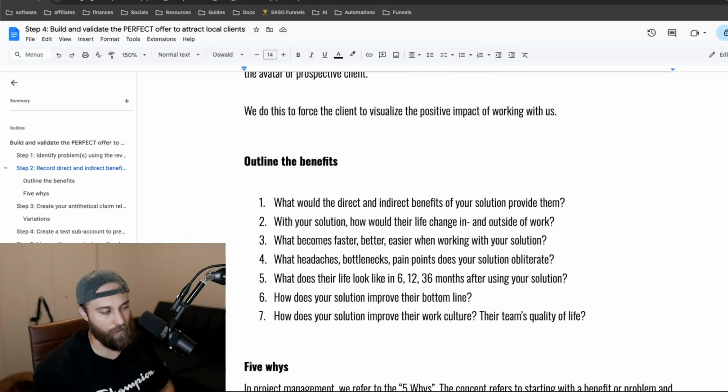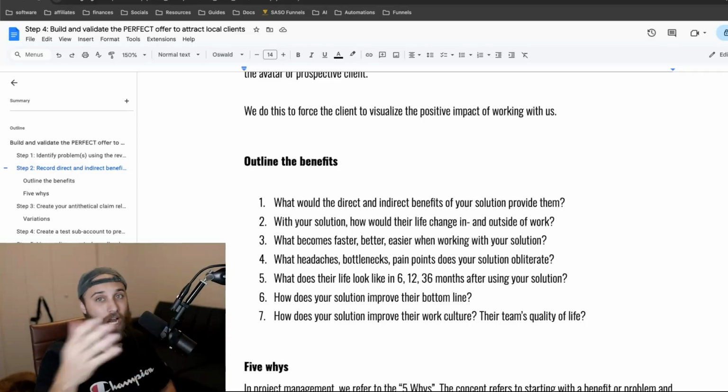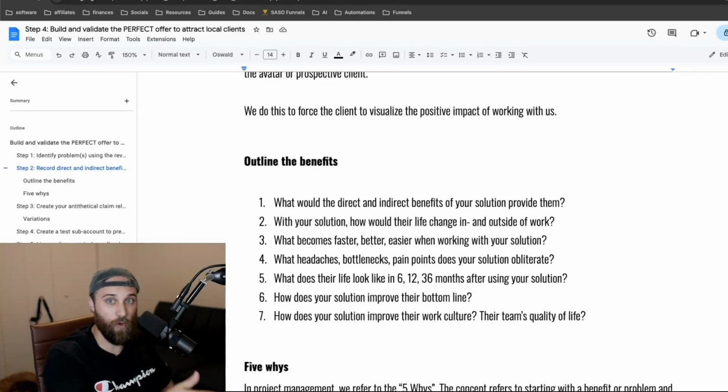This is just 7 bullet points that you can use. So you can say, what would the direct and indirect benefits of your solution provide them? With your solution, how would their life change inside and outside of work? So maybe life is easier in work, which means when you go home, you can sleep better. You're not stressed. You're not having to work another job to make money, right?